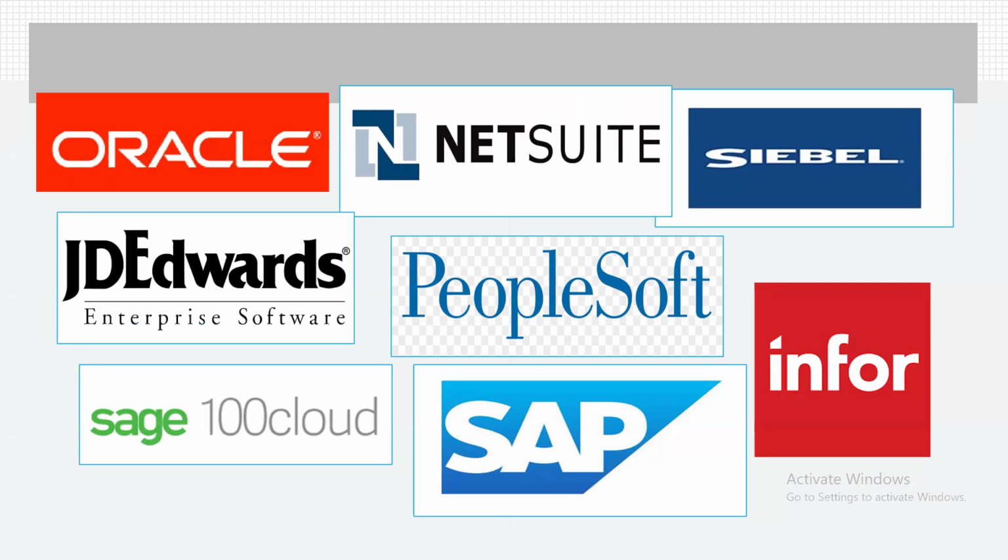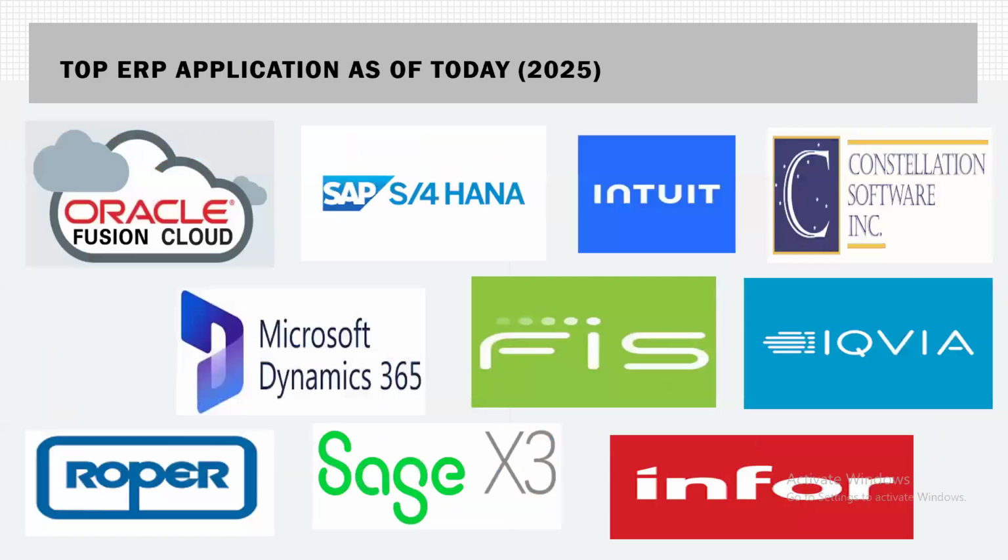The topmost ERP applications in the current world are Oracle, NetSuite, Sibyl, JD Edwards, PeopleSoft, Infor, SAP, Dynamics, IBM mainframes, and Microsoft Dynamics. So there are a lot of ERP applications available in the current world. These are the best ERP applications in 2025 to 2026. At the top we have Oracle Fusion application, and these are the other ERP applications.